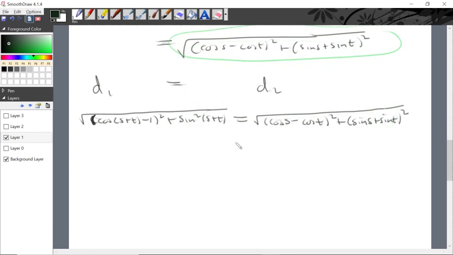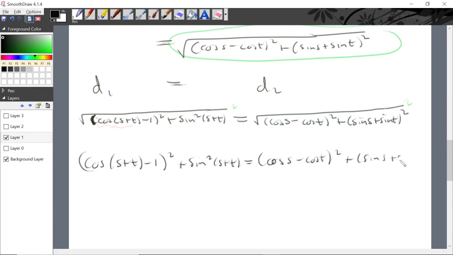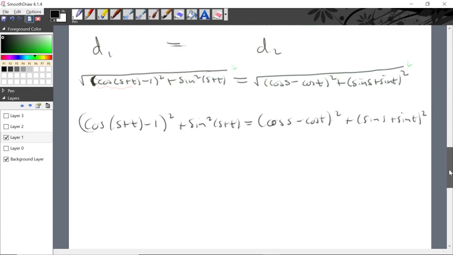Now we're done with the geometry here, and now let's just do strict algebra to see if we can find out what the cosine of s plus t equals according to this equation we set up. First thing I'm going to do is square both sides. If we square both sides, it would eliminate the square root. So I'll square this side and I'll square that side. So we have the cosine of s plus t minus 1 quantity squared plus sine squared s plus t equals the cosine of s minus cosine of t quantity squared plus the sine of s plus the sine of t quantity squared. Very algebra heavy now.